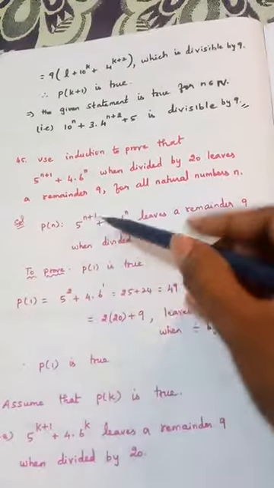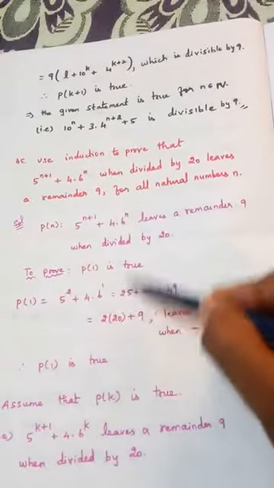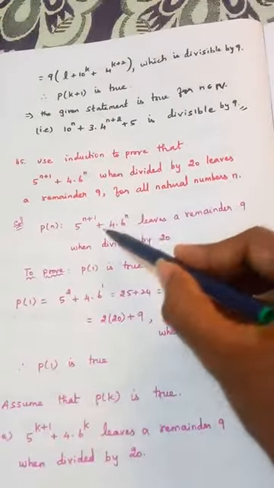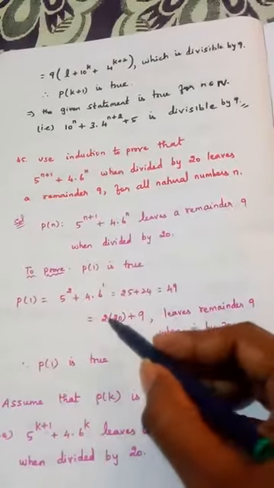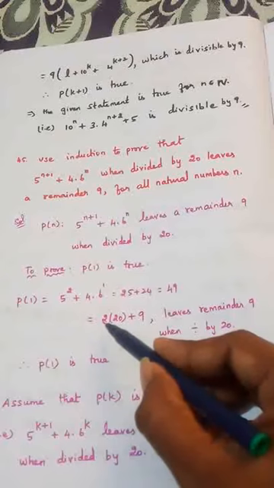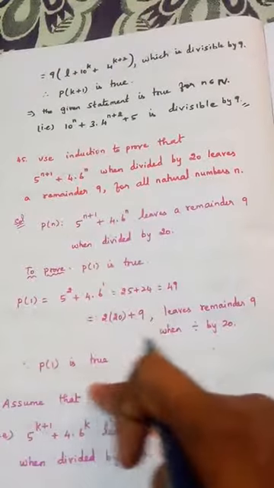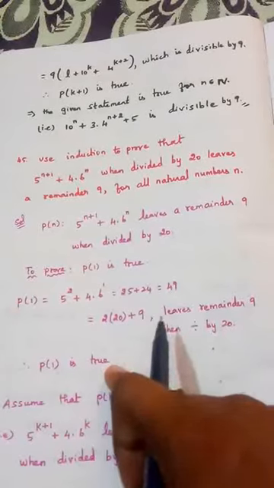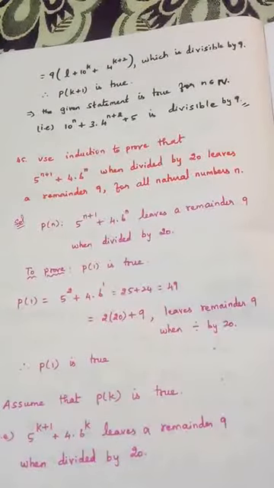P of 1 means what? Replace n by 1. 1 plus 1 is 2. 5 square is 25. If I put 1 here, 6 into 4 is 24. 25 plus 24 is 49. What happens for 49? It is 2 into 20 plus 9. So in the 20 table, it is divisible 2 times, but it leaves a remainder 9. So P of 1 is true. Why is P of 1 true? Because when 49 is divided by 20, the remainder is 9.